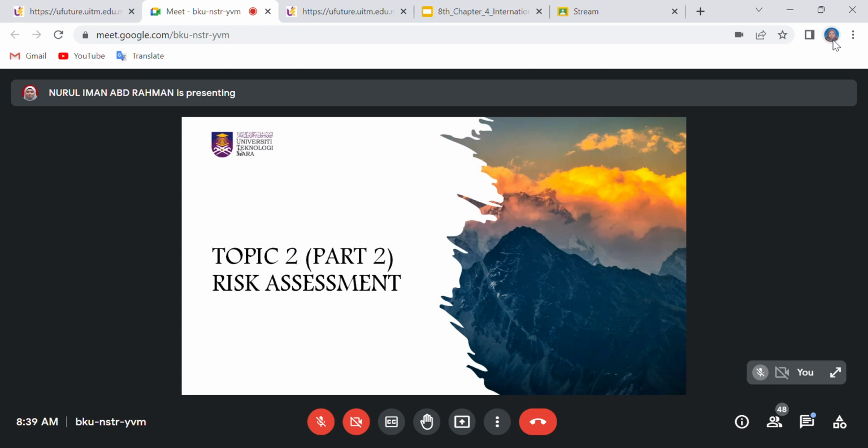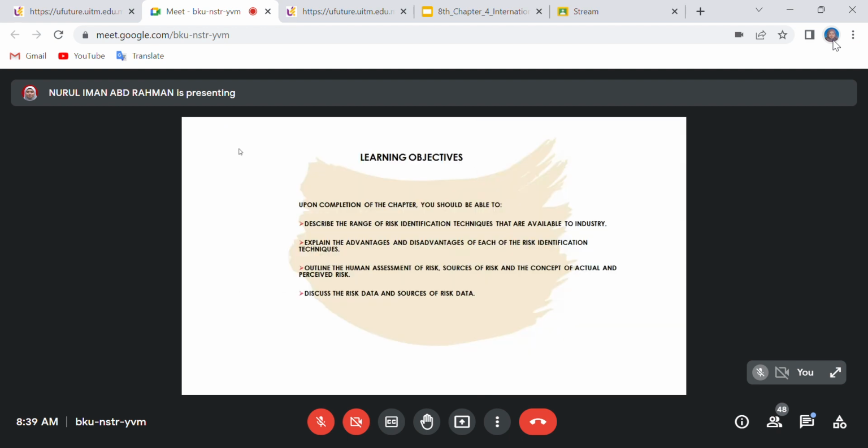Okay, topic 2, part 2, risk assessment. After you already learn how to manage the risk from part 1, the 5 processes, now we will learn how to assess the risk. At the end of this chapter, you must be able to describe the range of risk identification techniques that are available to industry, explain the advantages and disadvantages of each of the risk identification techniques, outline the human assessment of risk, sources of risk, and the concept of actual and perceived risk. And the last one, discuss the risk data and sources of risk data.